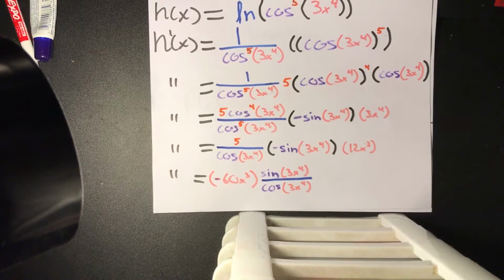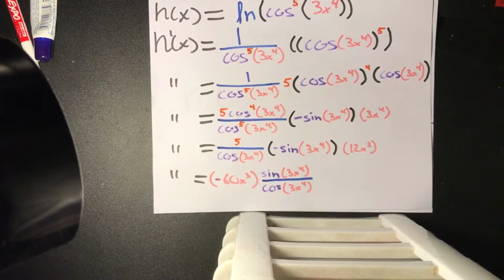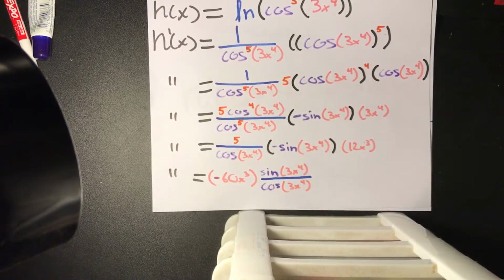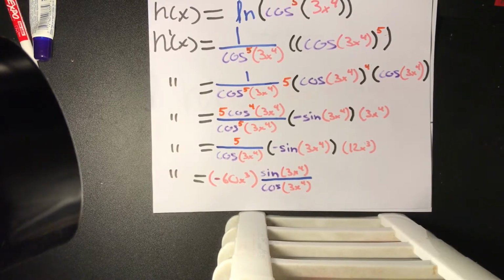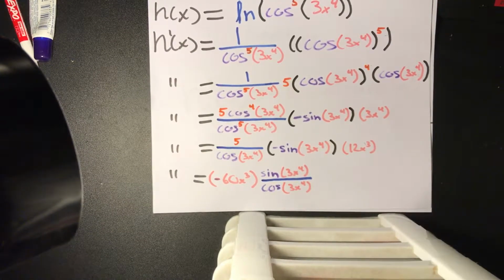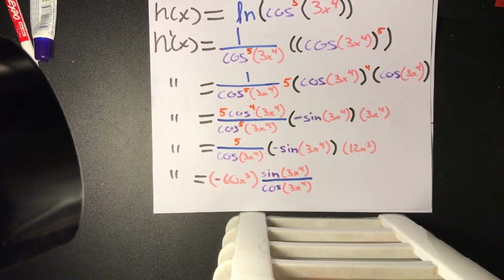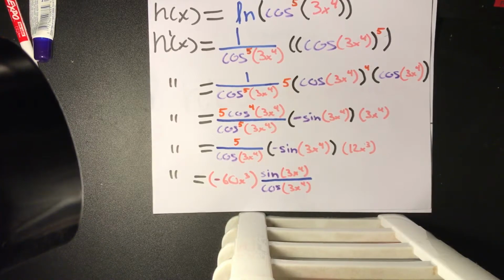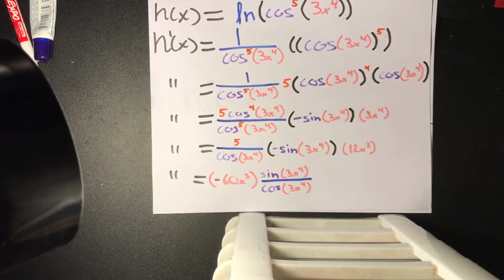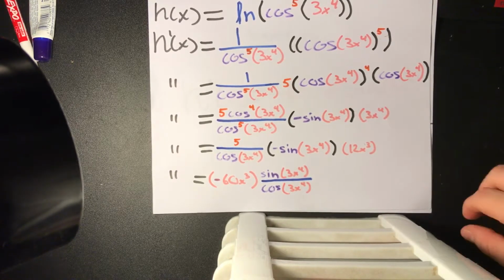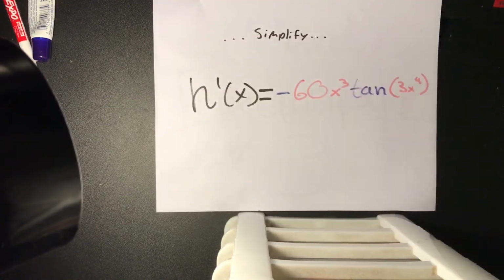Now we can simplify all together in 2 parts. The first part, we would have negative 60 times x to the third because of the 12x cubed on the outside times 5. Then we would have sine of 3x to the fourth over cosine of 3x to the fourth because of natural log.